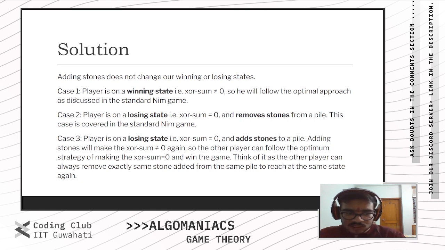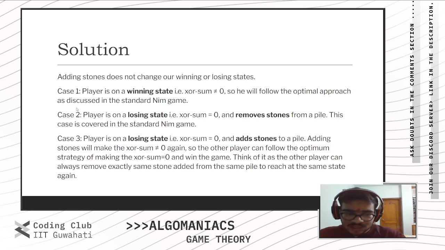The first case is when the player is on a winning state, that is, the XOR sum is not equal to 0. He will follow the optimal approach as discussed in the standard Nim. That's because he's still allowed to remove stones. So he'll just follow that approach and win the game.